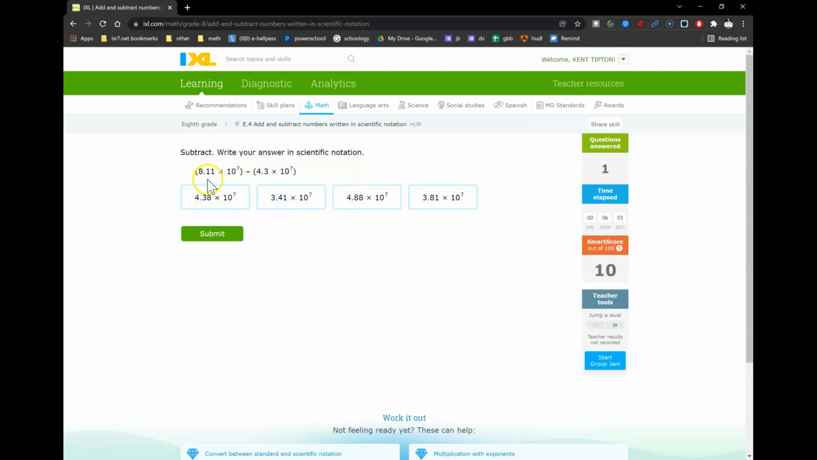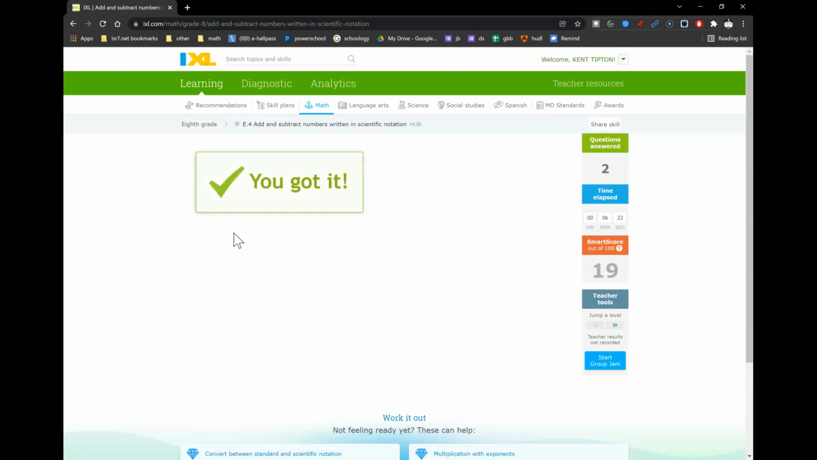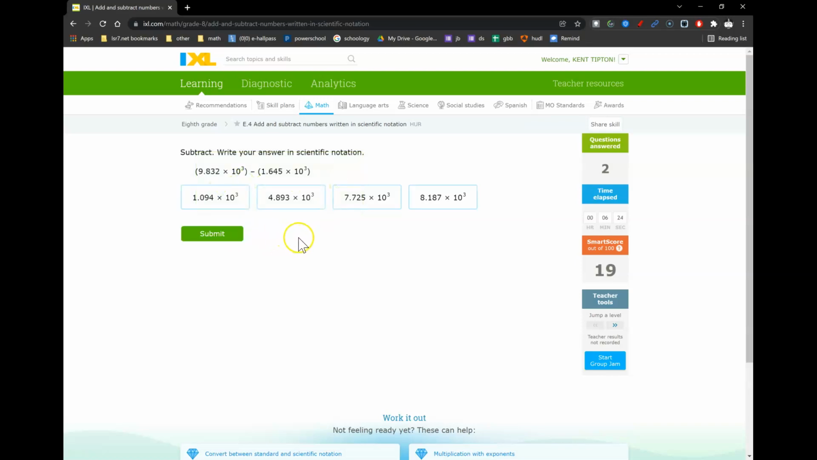Here's a subtraction one. 8.11 times 10 to the 7th minus 4.3 times 10 to the 7th. Same exponents, so we can subtract these. 8.11 minus 4.3 is 3.81, I believe, times 10 to the 7th. There we go. And no calculator on these.